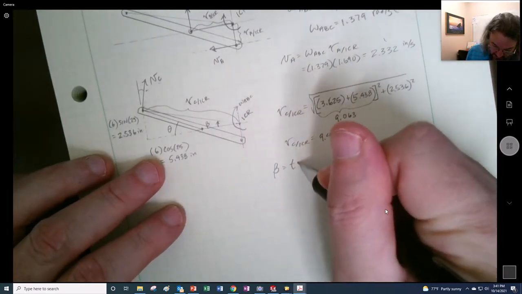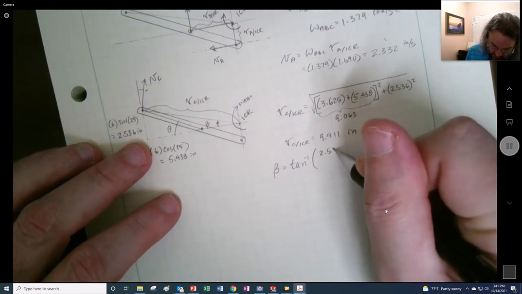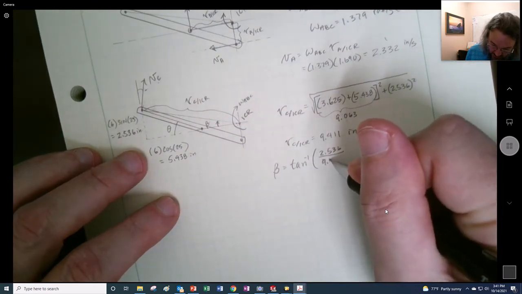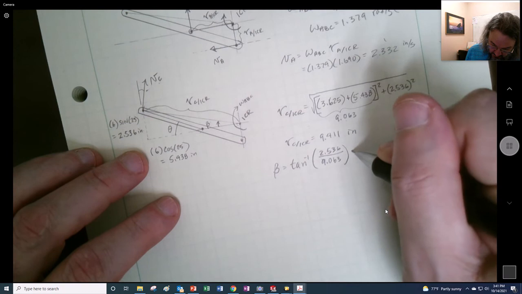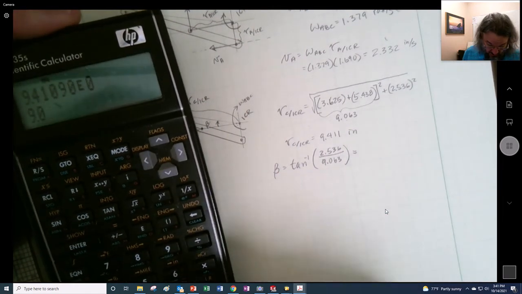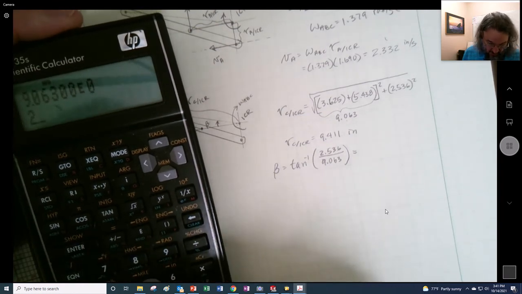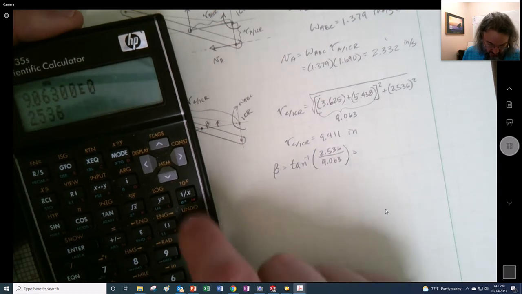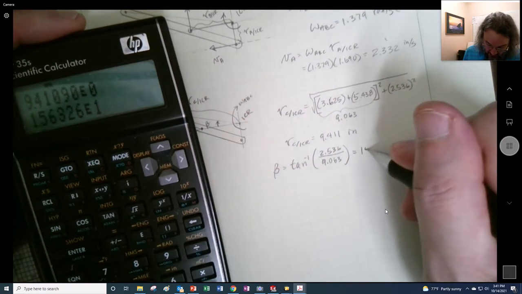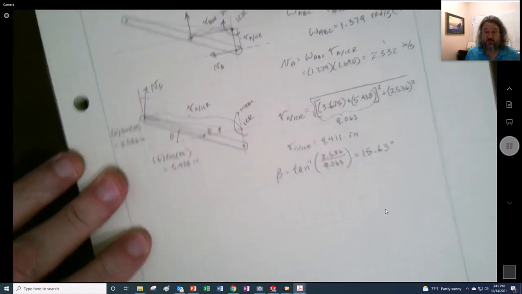And beta is going to be the inverse tangent of this rise, 2.536, over this run, which is this guy right here, 9.063. And so 9.063, whoops, I did it the wrong way, but that's okay, I'll flip it. 2.536, and we're going to take the inverse tangent of that, and I get that it's 15.63 degrees. Okay, so now I'm ready.